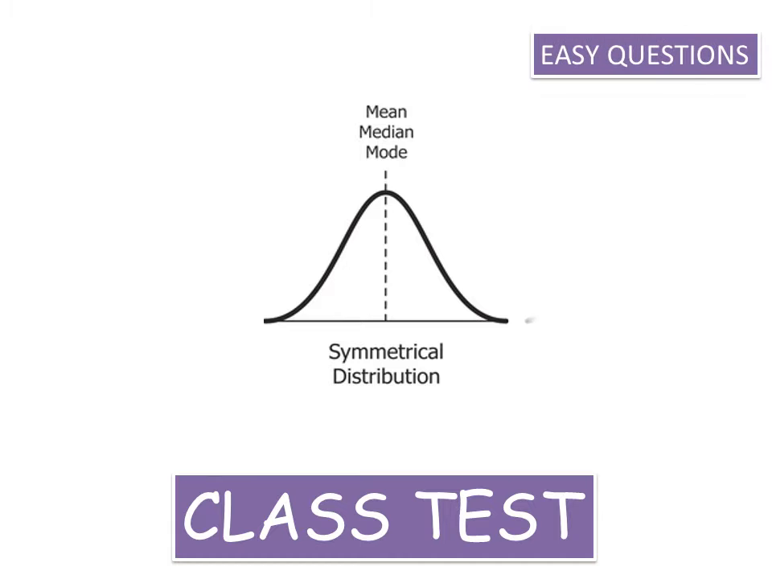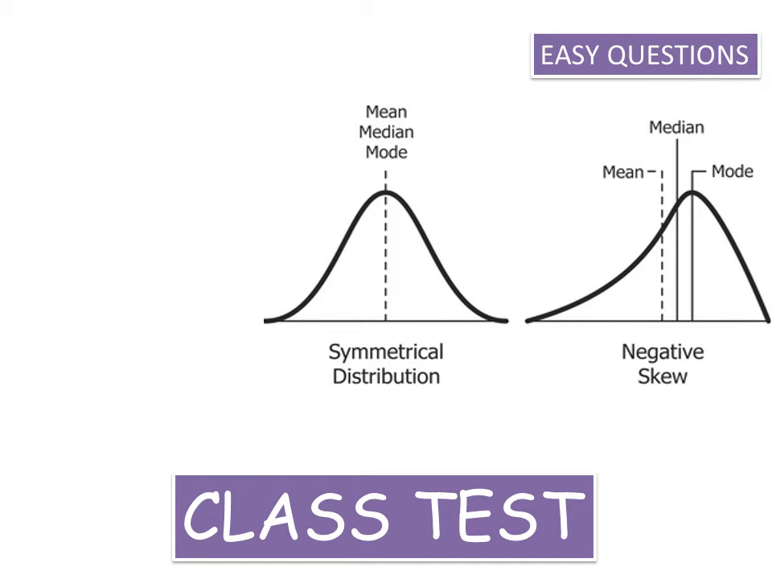Now, another situation that we have is a very easy test. All the questions on the test are very easy. What is the result? Everybody is scoring very high marks. So you would find all the scores piled up towards the right hand side of the curve. However, there will still be students who would be scoring low marks.